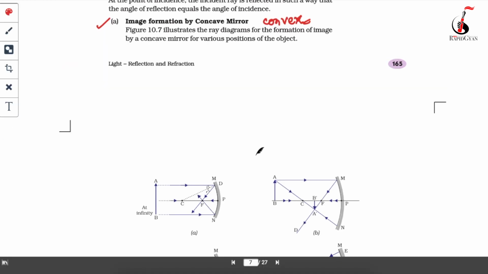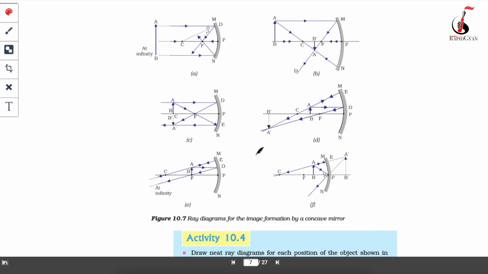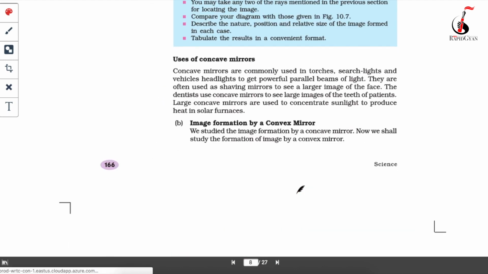So let's check with your book if there is anything else in the concave mirror. So we have gone through these 6 cases: A at infinity, beyond C, at C, between C and F, at F, between F and P. So these are the cases. Now the next thing is asking what are the uses of concave mirror. So where do we use our concave mirror?